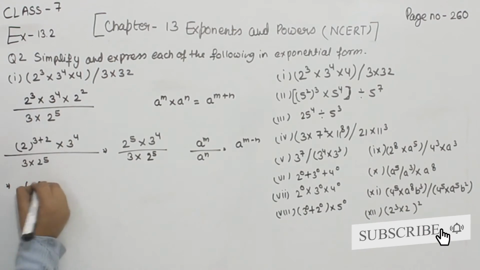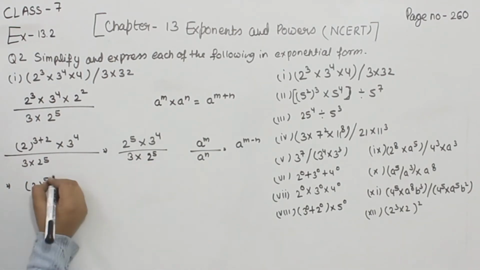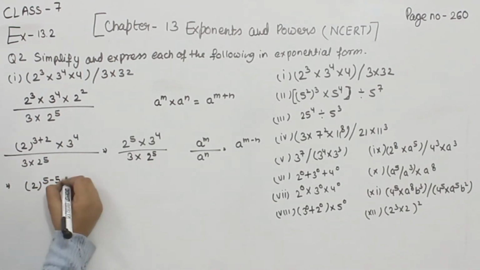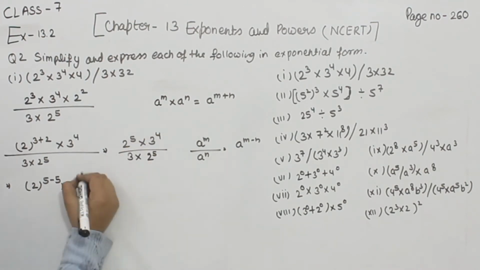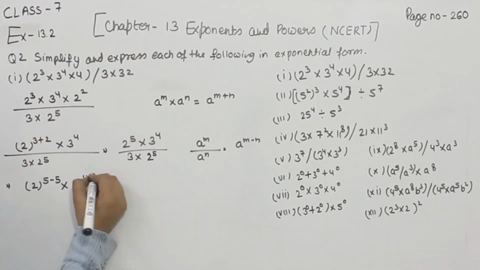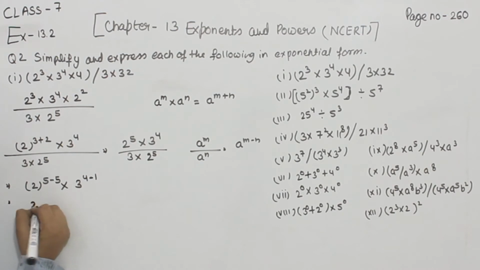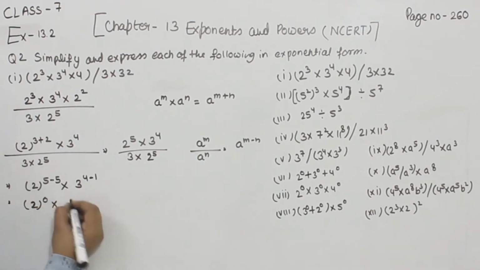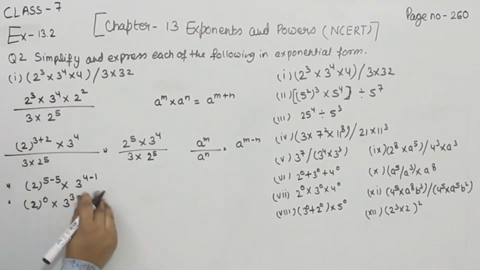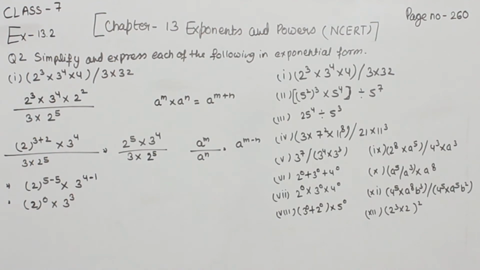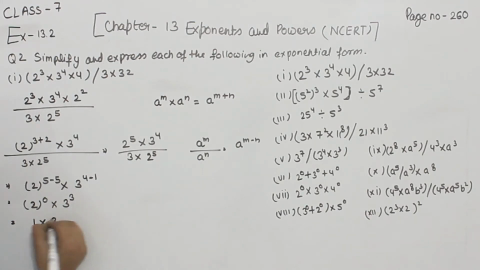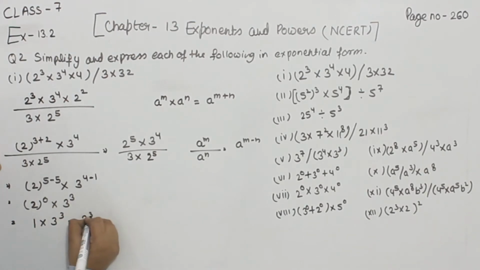Now, 2 to the power 5 minus 5, this one is in the division, multiply by 3 to the power 4 minus 1. So, we'll have 2 to the power 0 multiply by 3 to the power 4 minus 1, which is 3. Now, 2 to the power 0 means the value is 1. So, this one will be 1 multiplied by 3 to the power 3. So, this one is 3 to the power 3. This is part 1.